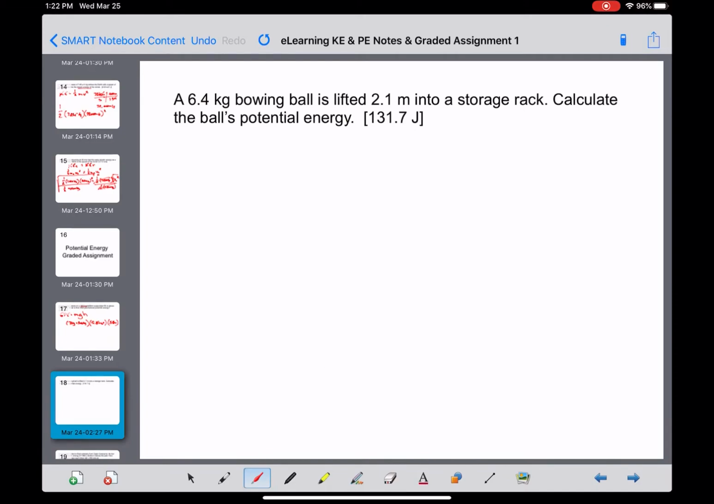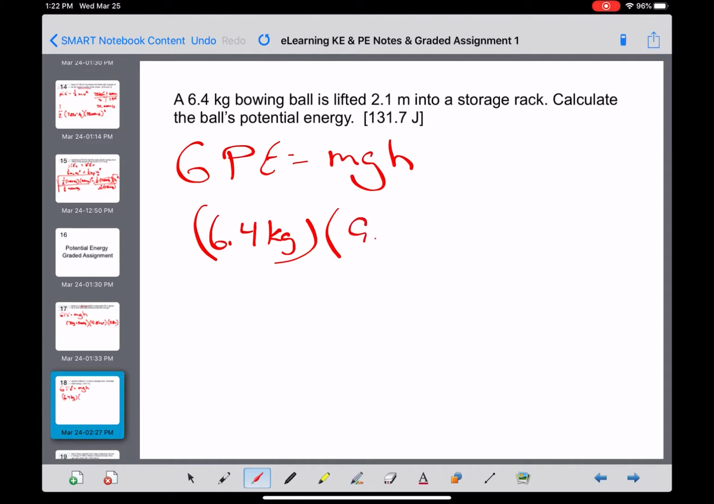All right, question number 2. You have a known mass and a known height or distance that it's traveled, and we want to know the potential energy. So it's just about gravity being involved, so GPE again is mgh. With that, we have the mass, 6.4 kilograms, times 9.81 meters per second squared, times the height of 2.1 meters. And then it's just a straight multiplication from there.